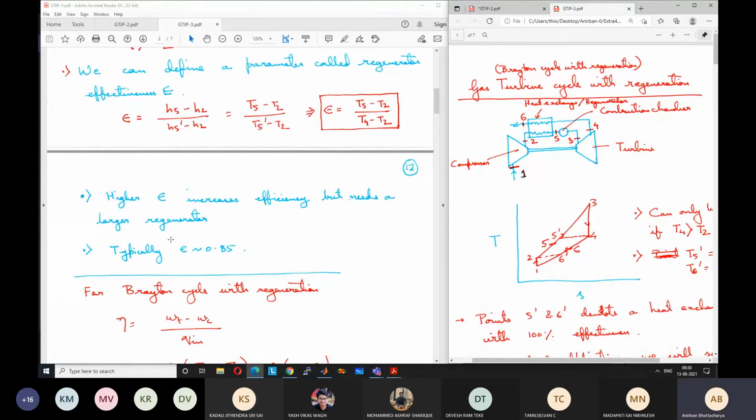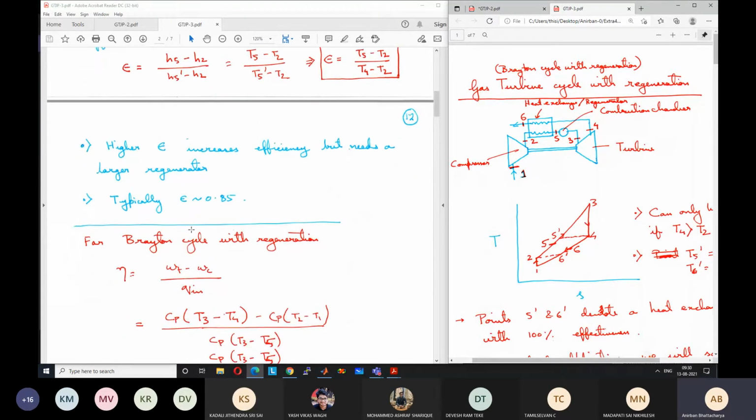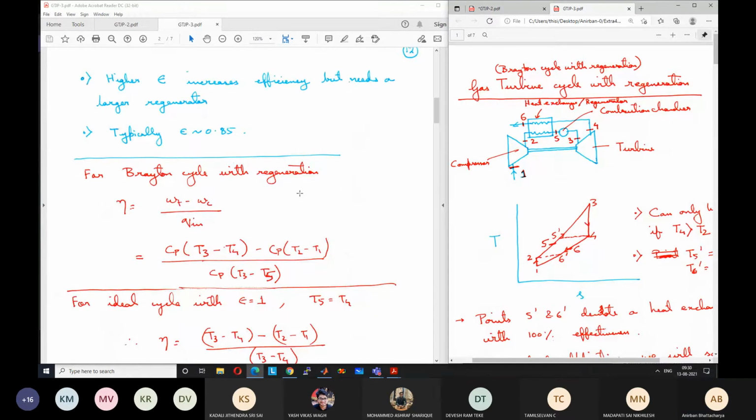So this is a typical value. Okay. So now for this Brayton cycle with regeneration, what is the efficiency? Let us try to find out. So again, the efficiency is equal to the net work output, which is Cp (T3 minus T4) minus Cp (T2 minus T1). The work output remains same as the simple Brayton cycle. No change is occurring in the work output. However, the heat input is now changed. Instead of Cp (T3 minus T2), it is now Cp (T3 minus T5). Okay, Cp (T3 minus T5).